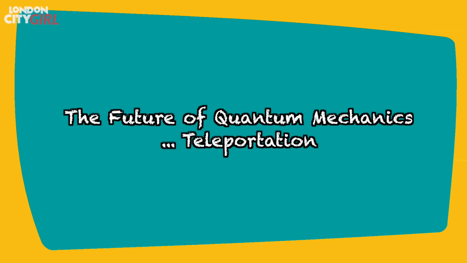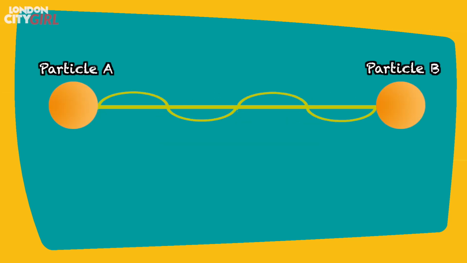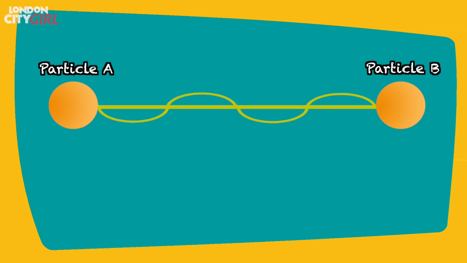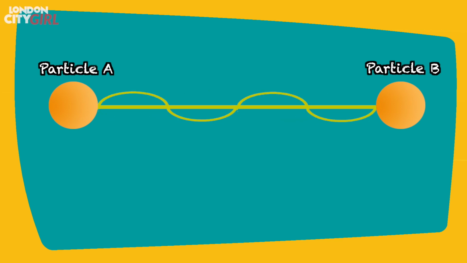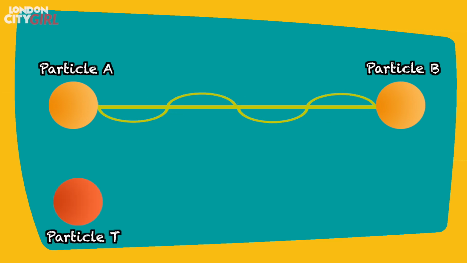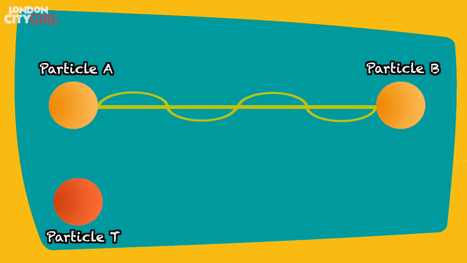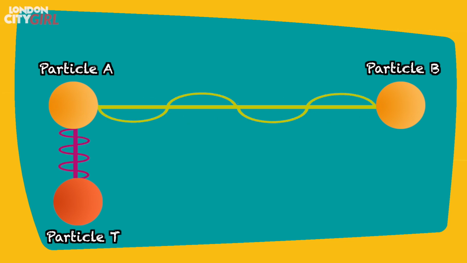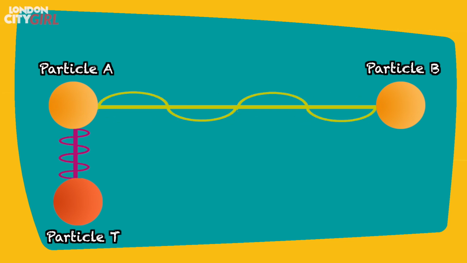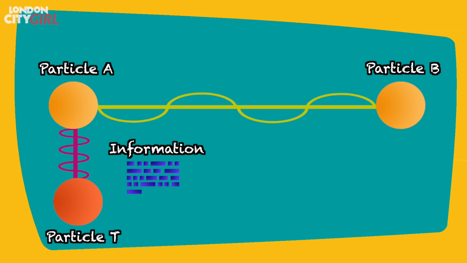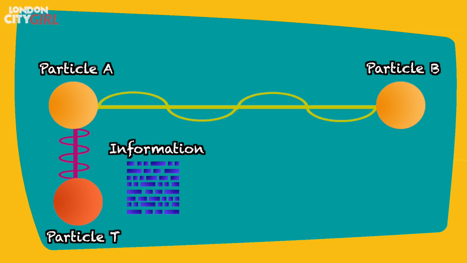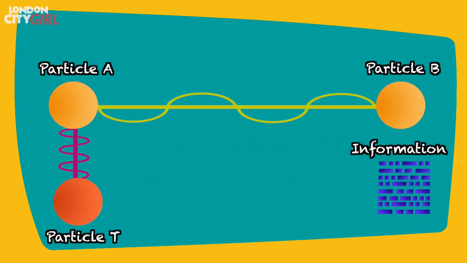The future of quantum mechanics, teleportation. Using quantum entanglement, scientists have been able to teleport particles. Two particles are entangled and separated by a large distance. A third particle, particle T, is brought in, and this is a particle that we want to teleport. This particle T interacts with particle A, and we learn how the quantum state of particle T relates to particle A. This information is then sent across to where particle B is kept.